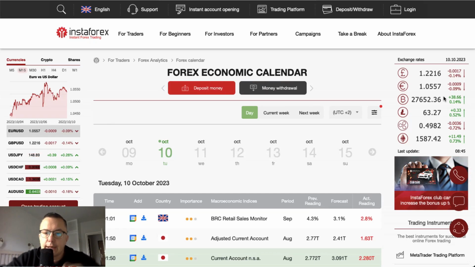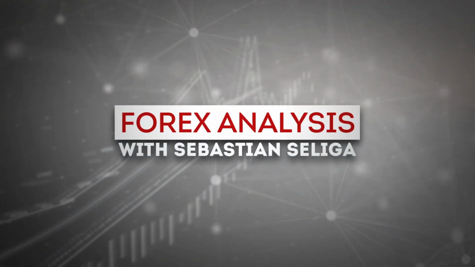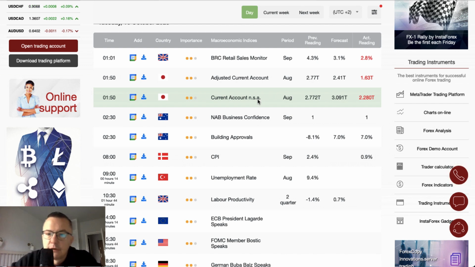Today is Tuesday, October 10th, 2023. Let's find out what is going on the Forex economic calendar today. Some data had been published overnight. Most likely the most important ones were from Japan, the adjusted current account and current account not seasonally adjusted. Both of them were way lower than the expectations.